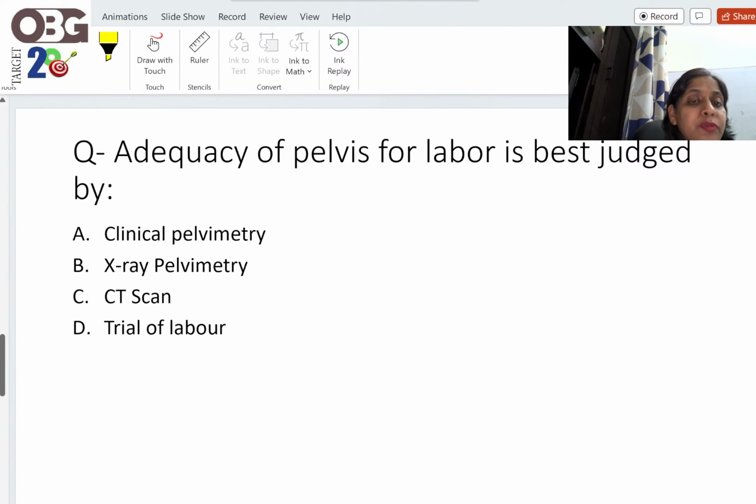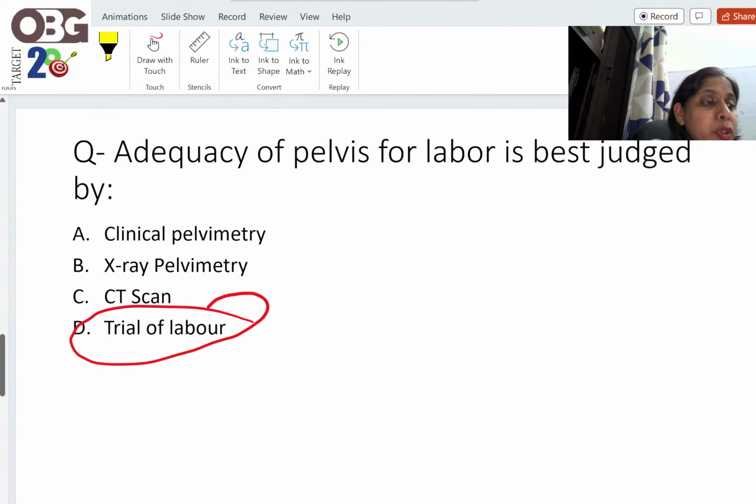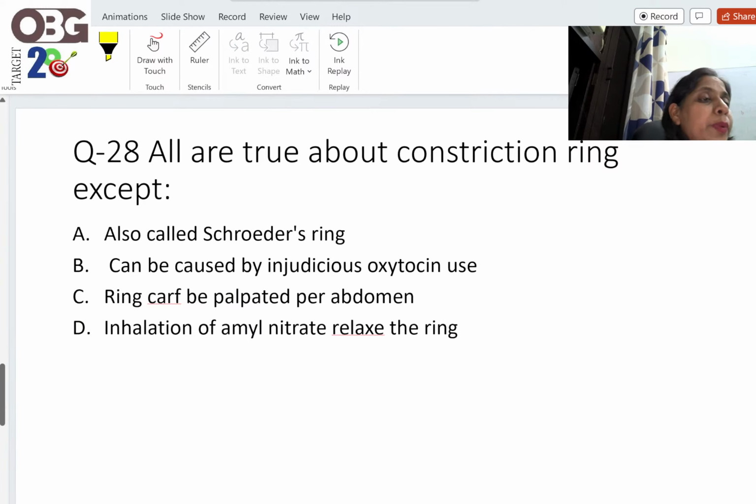Adequacy of the pelvis is assessed by trial of labor. ऐसा क्यों होता है कि ट्रायल ऑफ लेबर से पता चल जाता है? ऐसा इसलिए होता है क्योंकि अगर बच्चा लाइव बाहर आ गया तो मतलब पेल्विस एडिक्वेट था, ठीक है. ट्रायल ऑफ लेबर का ये मतलब नहीं है कि ट्राई किया और पता लगा. ट्रायल ऑफ लेबर का मतलब है बच्चा बाहर आ गया, ठीक है.